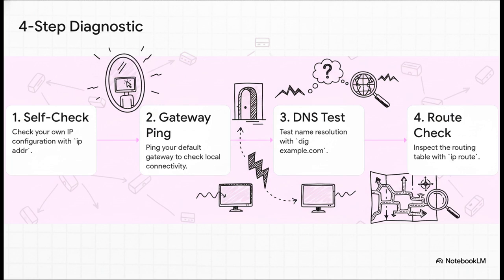Step 1, check yourself. Does my machine even have an IP address? Use ip addr. Step 2, check your local connection. Can I reach the front door? Ping your gateway. Step 3, check name resolution. Can I look up a name? Use dig. And finally, step 4, check the map. Is my routing table even correct? Use ip route. If you follow this order, you will pinpoint the exact layer where the problem is.